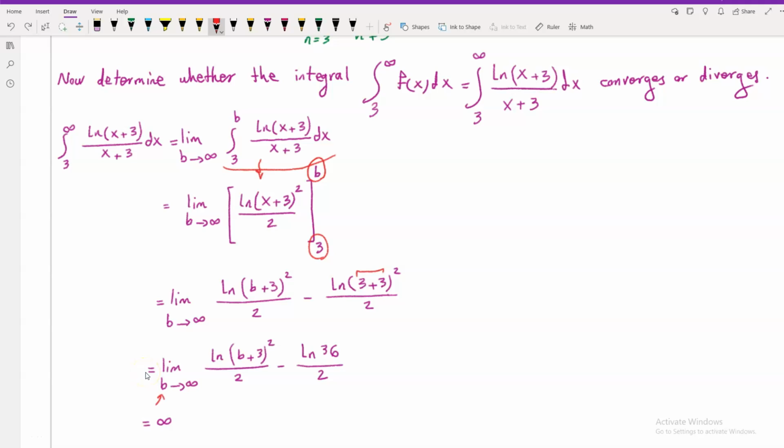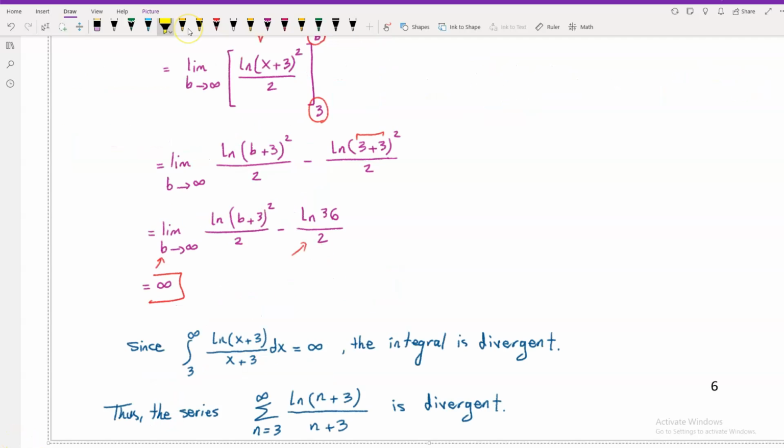Here b approaches infinity, so we have natural log of infinity, which is equal to infinity. Subtracting this part from infinity, again we have infinity. Since the integral is equal to infinity, the integral is divergent. That means the series, the sum of natural log of (n plus 3) divided by (n plus 3), from 3 to infinity, is divergent.